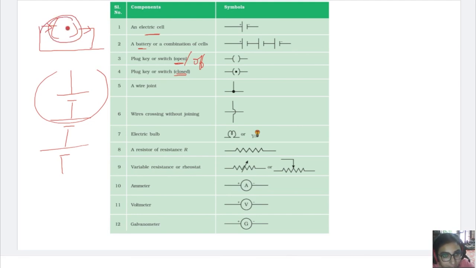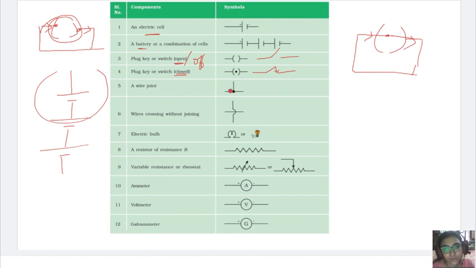There is nothing here to connect this point to this point. So the circuit has been broken. There is no current. When you are telling me that the key is closed, then it will seem like the current is moving. The circuit is completed. Another way to represent this is like this. This is an open key and this is a closed key or a closed switch in the same way.